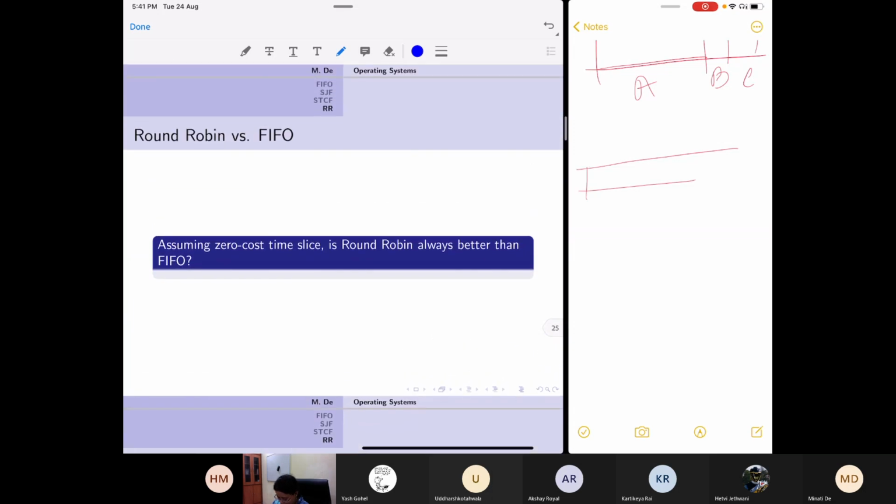Okay. Now I have one question for you. Let's say a zero cost time slice, right? Meaning, if you are context switching, you are spending some amount of overhead for that, right? So let's assume that that overhead is basically nil, zero, let's say. If that overhead is actually not there, now, is it that round robin will always perform better than FIFO?